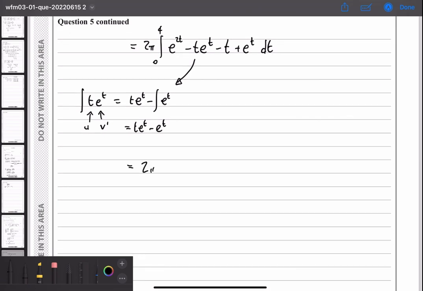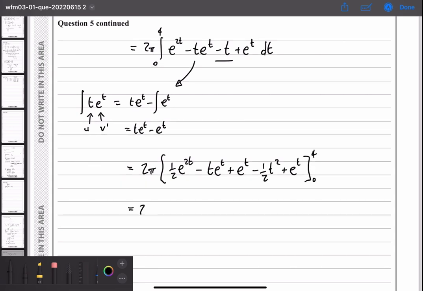And then if I go ahead and integrate the rest, we've got e to the 2t, so half e to the 2t, minus te to the t minus a minus, so it's plus e to the t, and then back to the integral over here, we've got minus t, integrate that, minus a half t squared, and then the last one, e to the t, is just e to the t, from 0 to 4, which gives us 2 pi half e to the 8 minus 4e to the 4 plus e to the 4 minus a half of 16, which is 8, plus another e to the 4.